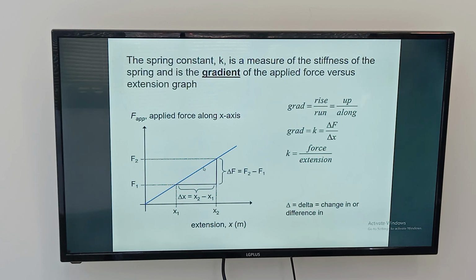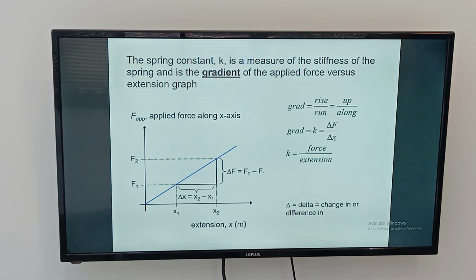Of course, every metal or every spring has a constant of its own. To know the value of this constant, we have to divide the force applied over the extension, or you can also call it the length. To know this value, we have to know the value of delta F, or delta force, by subtracting the first force from the second force. We're going to know the delta F.